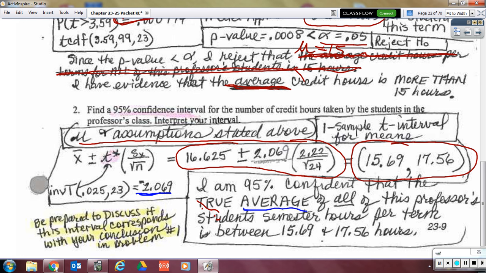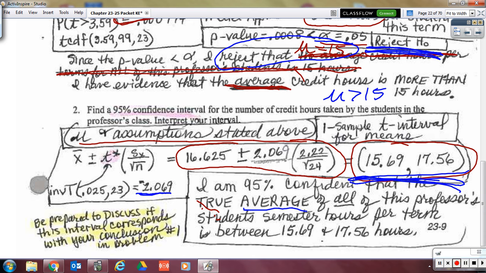And one final thing that you will be asked to address. In fact, it'll say something on number 2. Additionally, comment on if your interval results correspond with the conclusion that you had made in your test above. So let's have that little discussion. What did our test say? Well, our test says reject that mean is 15 and conclude that mean is more than 15. That's what our test said.